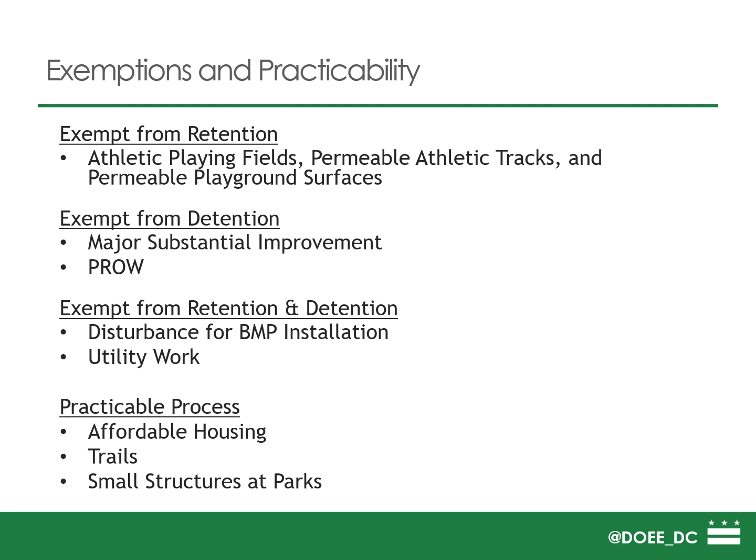There's also a process called the practicable process, which is an important consideration in some situations. This practicable process is similar to the maximum extent practicable process for the public right-of-way, but it applies to certain situations, including affordable housing, trails, and small structures at parks like baseball dugouts. These are situations where DOEE recognizes that it's very difficult and oftentimes counterproductive to apply stormwater management regulations to these activities.